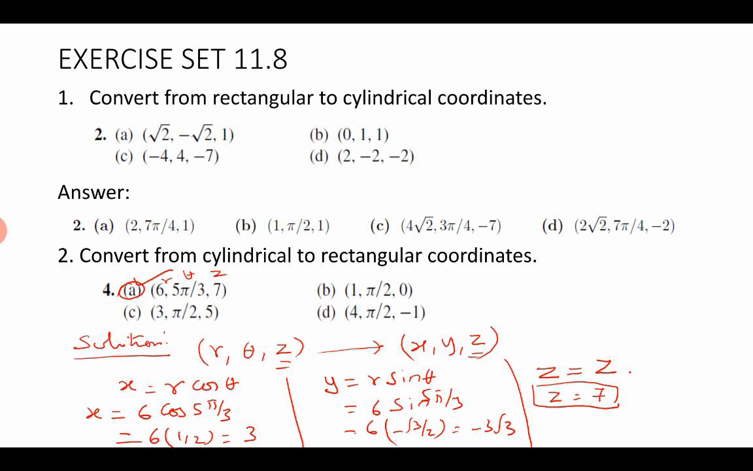Let's verify this answer. So finally we write the answer as an ordered triplet. X is 3, y is negative 3 root 3, and z is 7. That is it for this case. And now we are going to discuss a different problem.